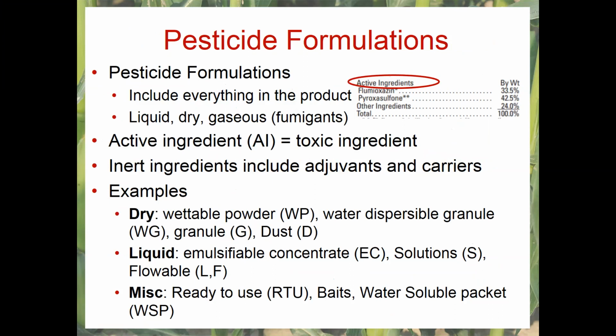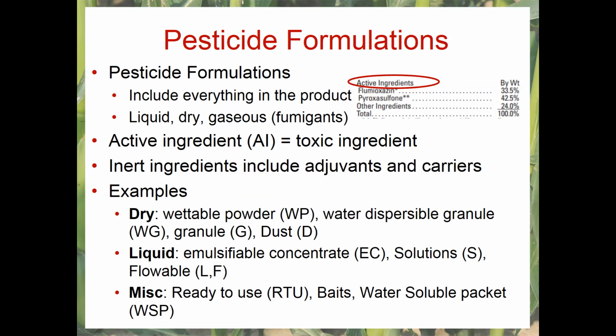It's important to understand what we mean by the pesticide formulation and what the distinctions are between different kinds of formulations. A pesticide formulation includes everything that makes up the product. The active ingredient is the toxic material that kills or controls the pest and is always listed on the pesticide label as percent by weight. The inert or non-active ingredients, listed as other in this example, are the parts of the formulation that have important functions but do not have to be listed on the label.